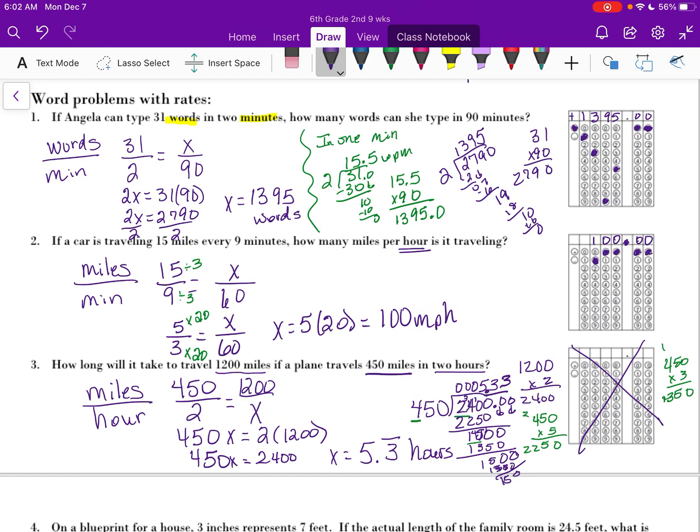Now we could if it had said, what would it have said? Round to the nearest hundredth, then we could have.